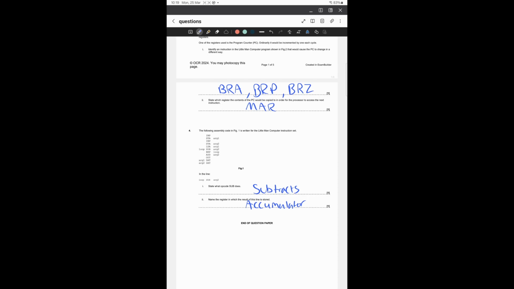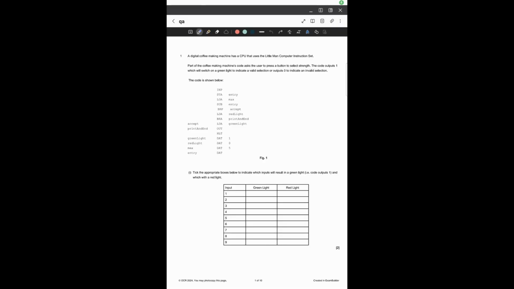A few bits on LMC. So now I've got another LMC question where if a value on the machine is a 1, it's going to accept it. If it's 0, it's not. Okay, so we can see here, if we look through, we're inputting our value, we're going to store that in entry. We're going to look at the max, which is 5, and subtract that from what we type in.